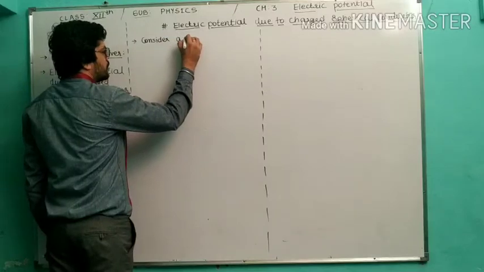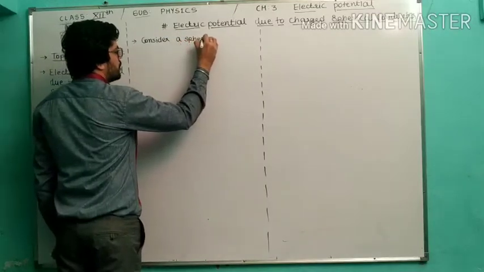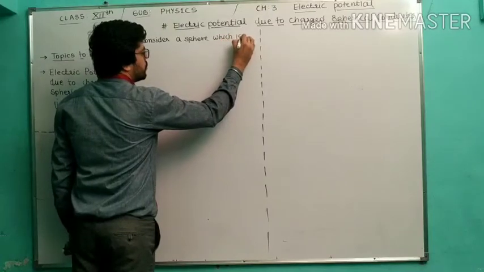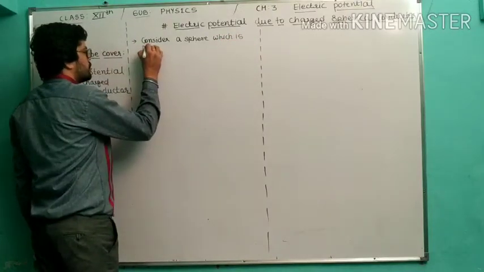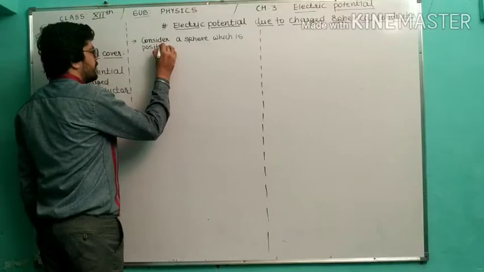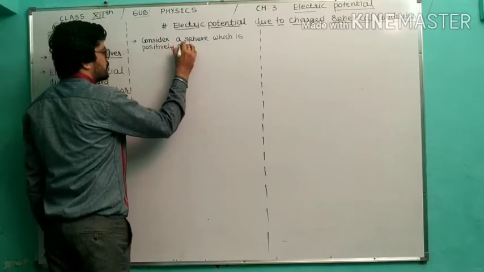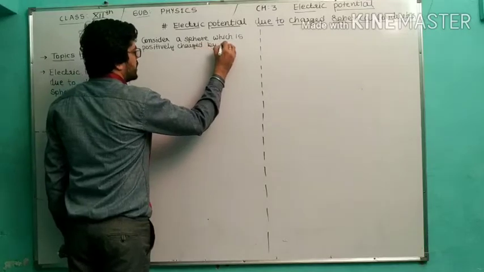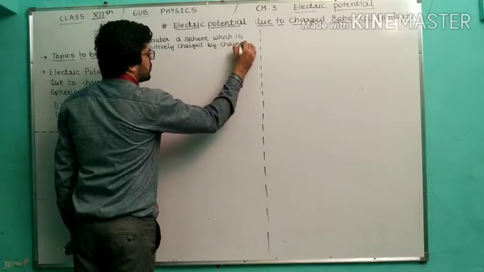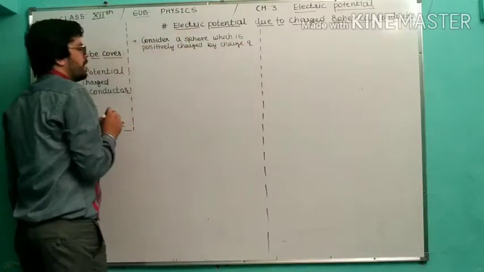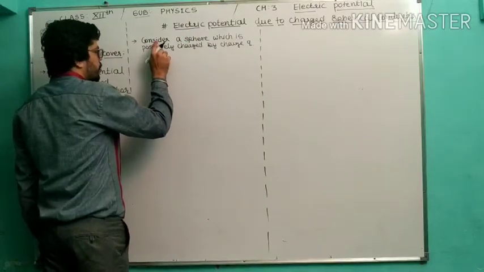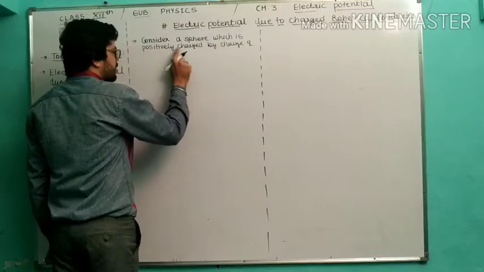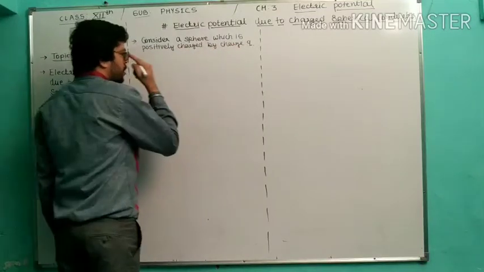Consider a sphere which is positively charged by charge Q. So the first point to keep in mind: consider a sphere which is positively charged by charge Q.